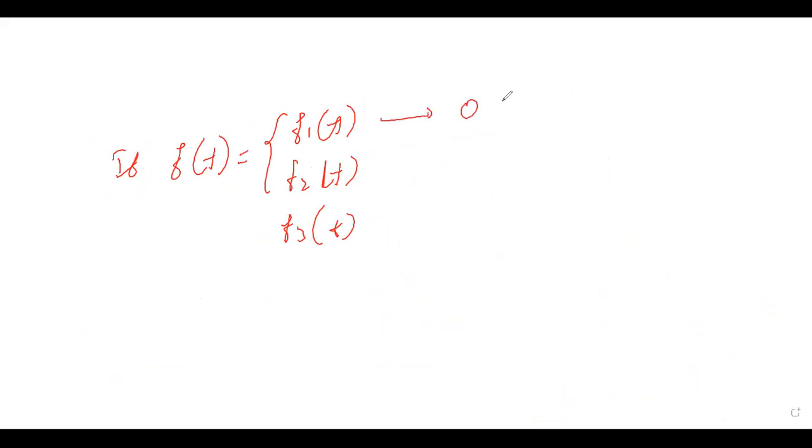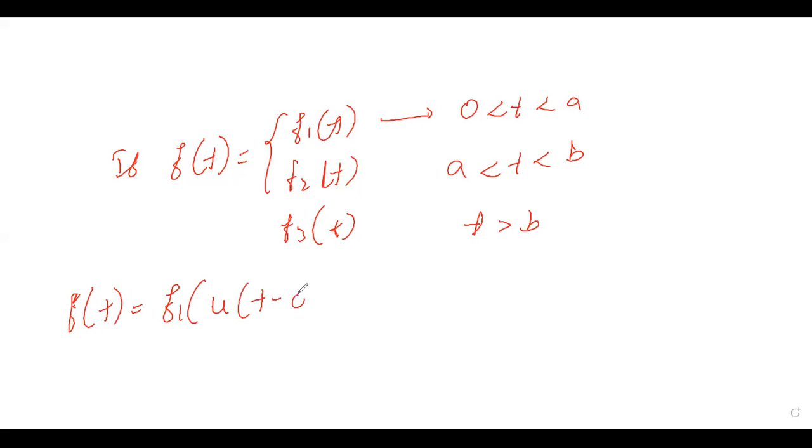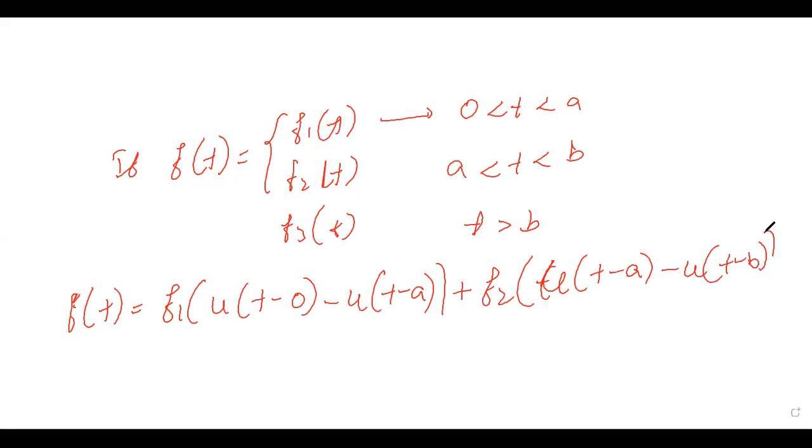When we get three functions, at that time we will write f of t is equal to f1 of t, f2 of t, f3 of t, where f1 is for t between 0 to a, f2 for t between a to b, and f3 where t is greater than b. At that time we will write f of t is equals to f1 of u of t minus 0 minus u of t minus a, plus f2 of u of t minus a minus u of t minus b, plus f3 of u of t minus b.